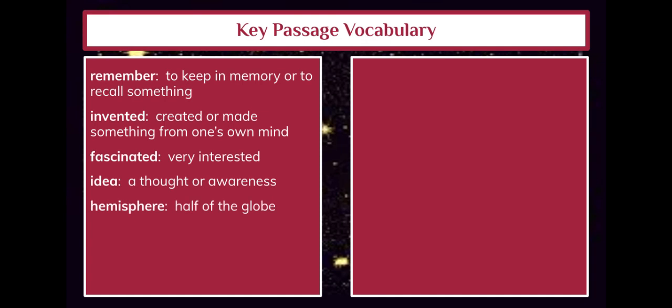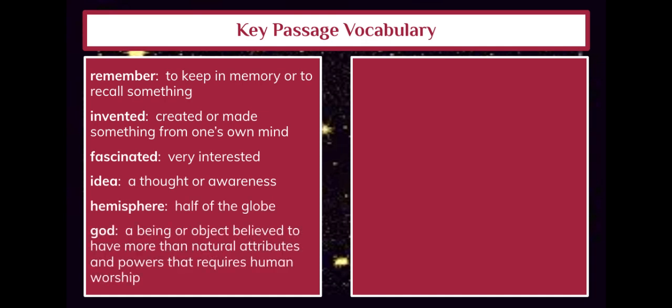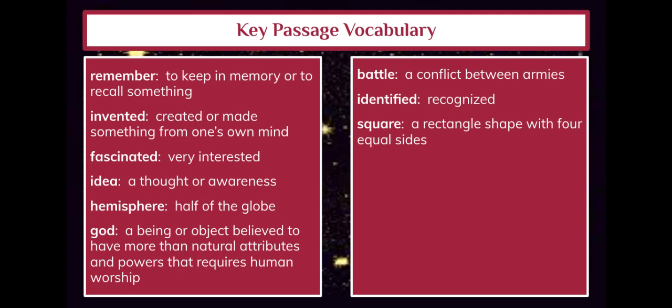Hemisphere is half of the globe. God, and notice it's lowercase here, is a being or object believed to have more than natural attributes and powers that requires human worship. Battle is a conflict between armies. Identified means recognized. A square is a rectangle shape with 4 equal sides.